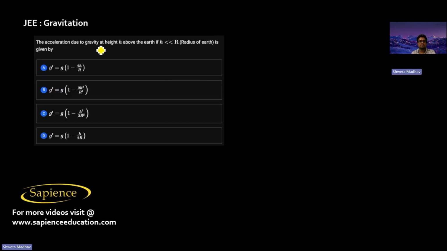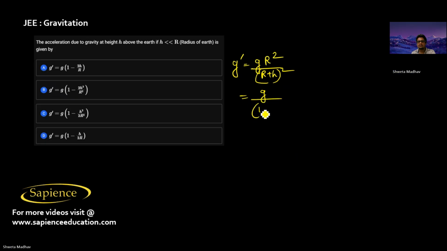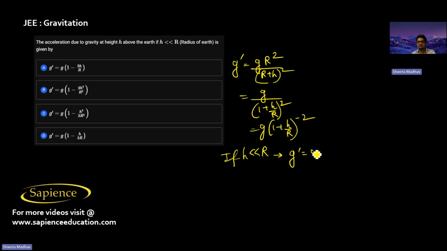Then it is told the acceleration due to gravity at a height h of the space, h is much less than R. So we know that the value of g at a height, g dash, is given by g into R square by (R plus h) whole square. Now we can set it as g into 1 by (1 plus h by R) to the power 2, which is g into (1 plus h by R) to the power minus 2. So if h is much less than R, then we can apply the binomial approximation, that is g dash is approximately equal to g into (1 minus 2h by R). This exponent will come here. So option A is the correct answer.